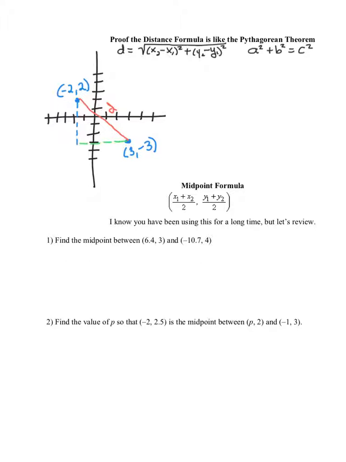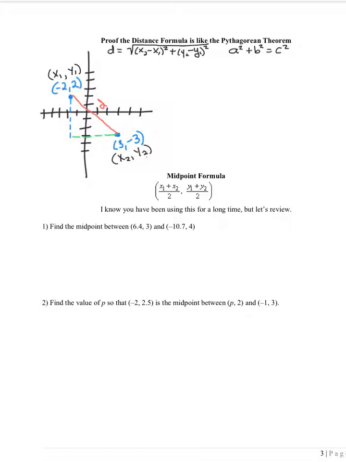The first step is to label your points. We've labeled the first point x1, y1 for point 1, and we've labeled the second point x2, y2 for point 2. Now we're going to enter these numbers into our distance formula, and we're going to show how this difference here is basically our a value and our b value in the Pythagorean theorem. It's the same thing.